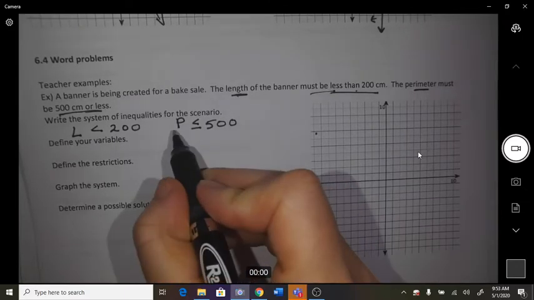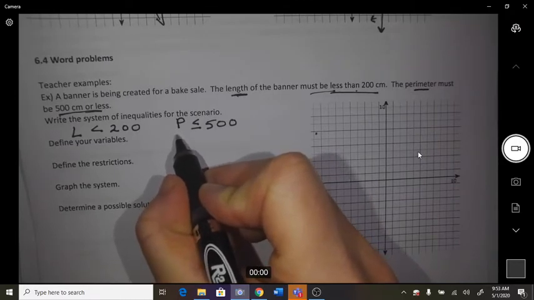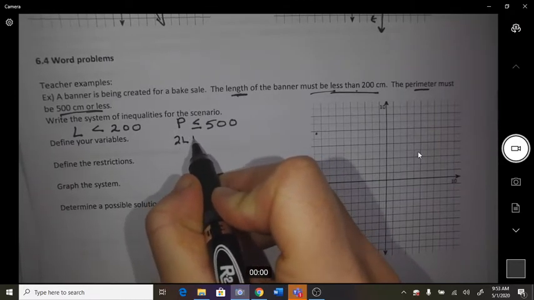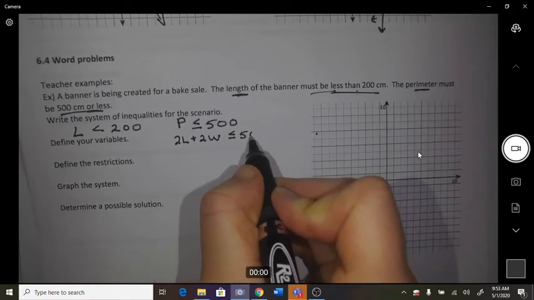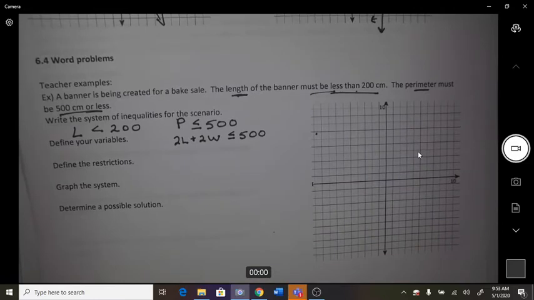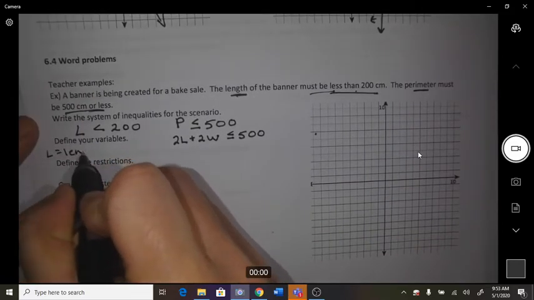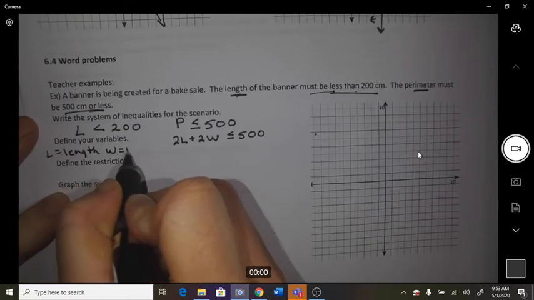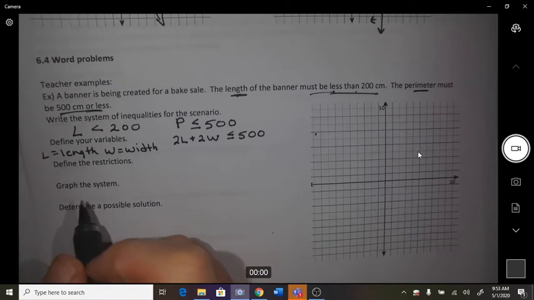Okay, so that's the perimeter, but instead of perimeter, I'm actually going to write a formula for the perimeter. So I'm going to exchange this for 2 lengths plus 2 widths will be less than 500. Define your variables. So L equals length, W equals width. Define the restrictions.